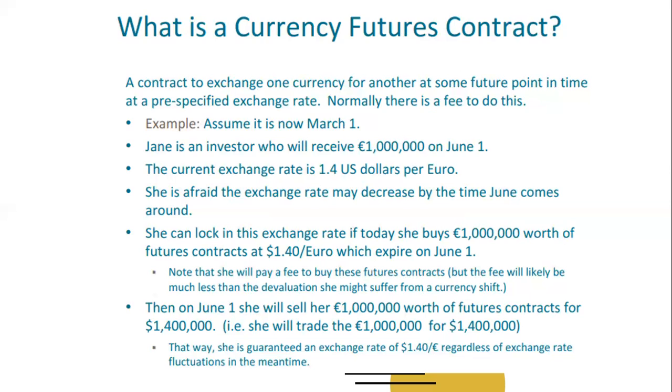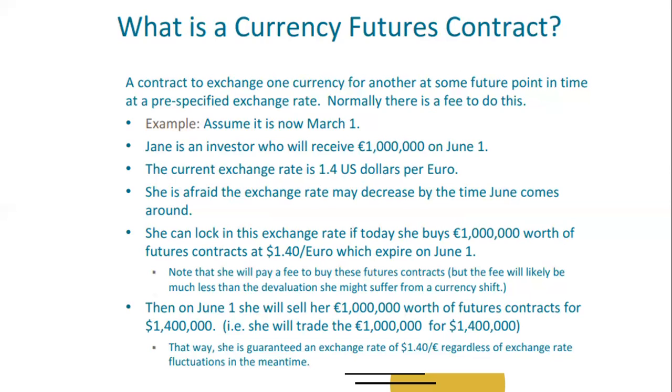1.2 USD to a euro. So it could be that you only end up with $1.2 million, and so you won't be able to buy the house. Well, in that case, Jane can go to the futures market and she can buy a futures contract. And according to that contract, she'll pay a small fee for it.